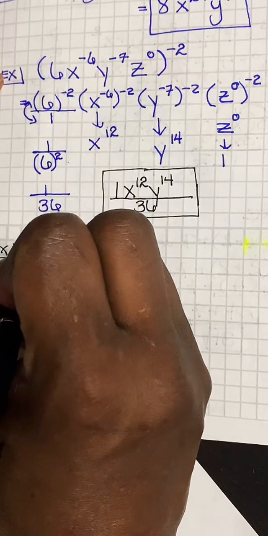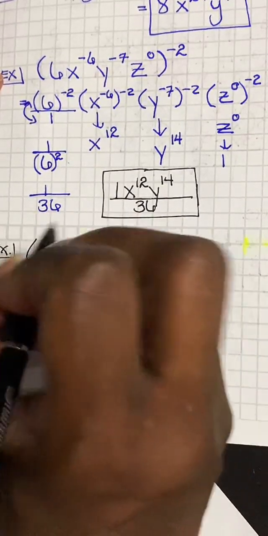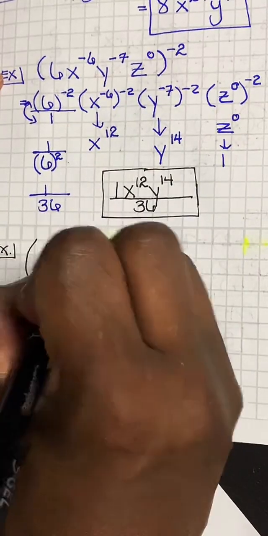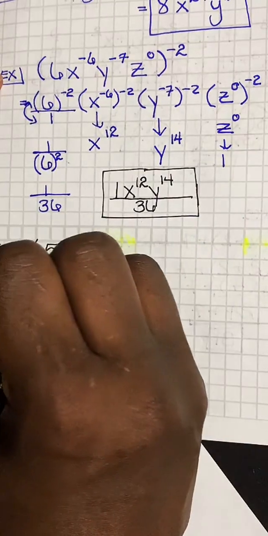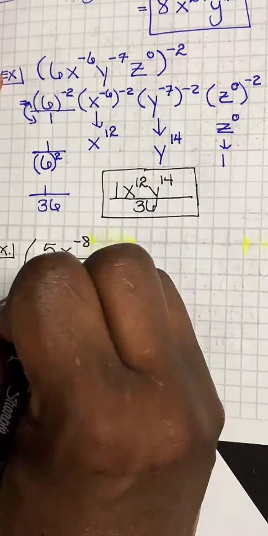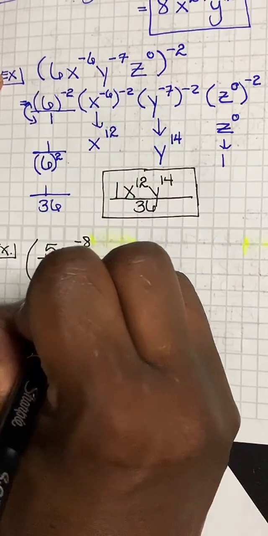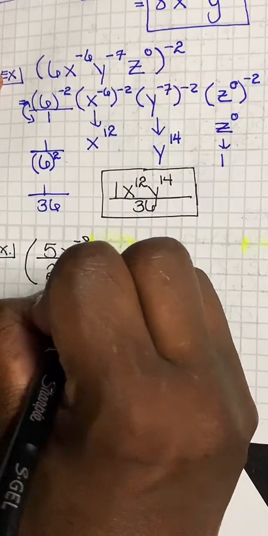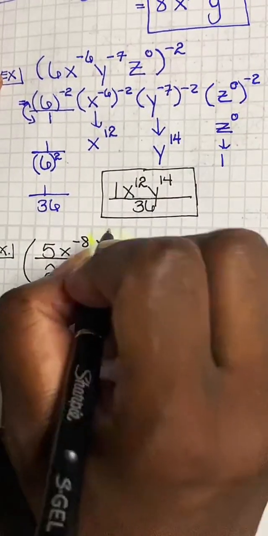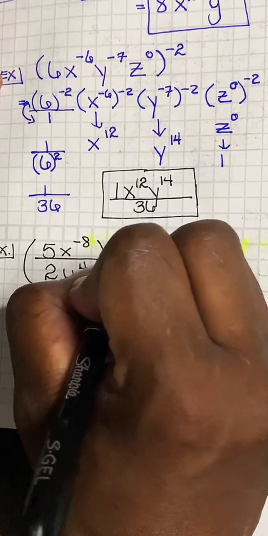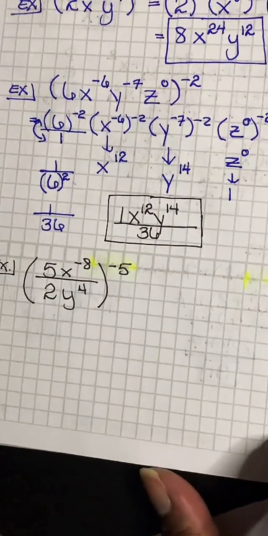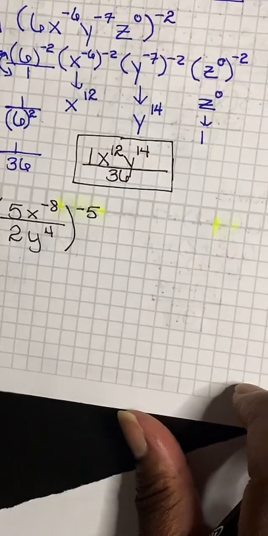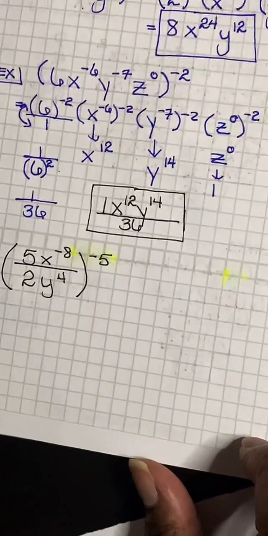All right, so let's try this. So we have 5x to the negative 8 over 2y to the 4th, raised to the negative 5th. Okay, take your time with this. Take your time with this one.